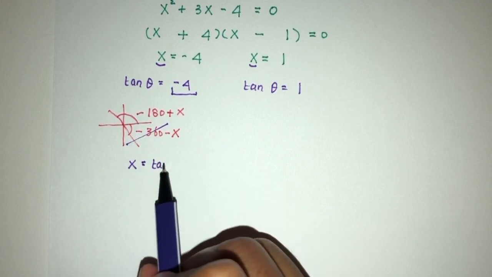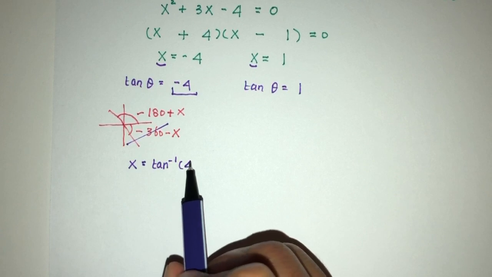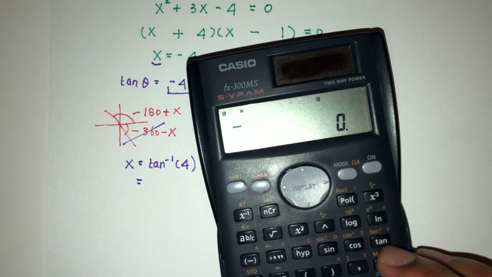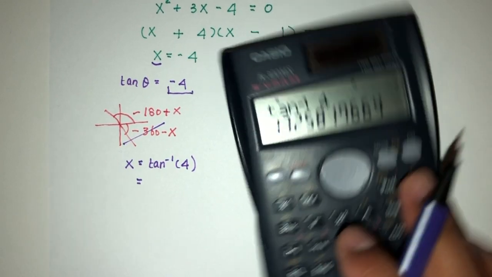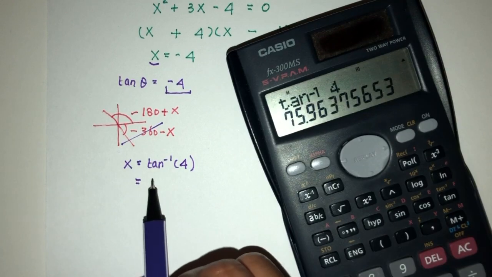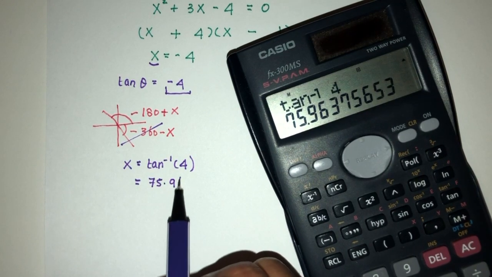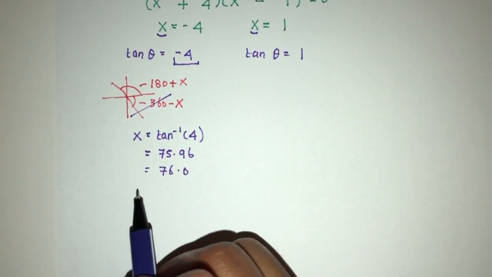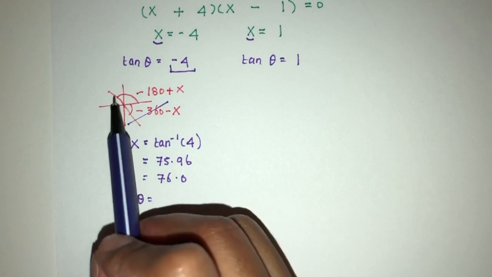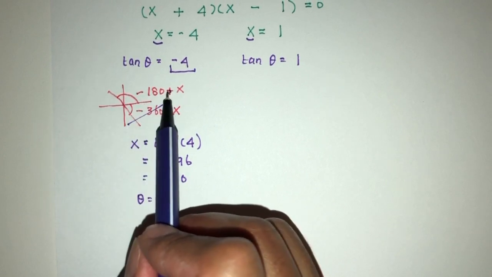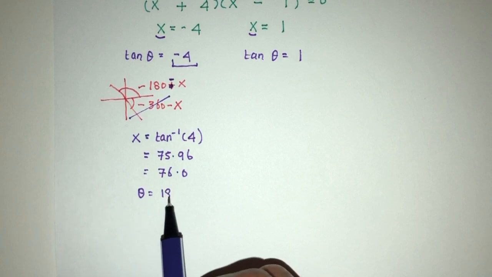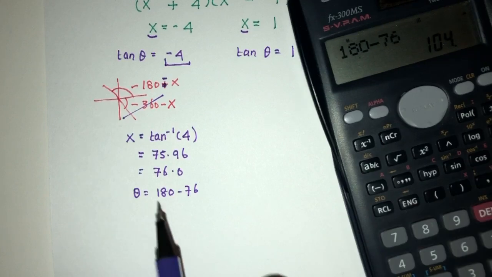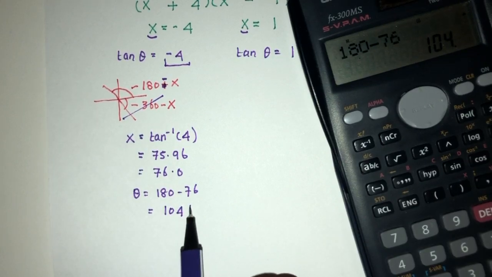So that will be tan inverse of the positive value of 4 to find x. Now x is not your answer again. Tan inverse of 4, we have to use degrees here, that should be 75.96, which is 76.0. Now to find theta, we have to look at the quadrant. Here we have 180 minus x, that will be 180 minus 76. That will be 104 as your answer for this one.